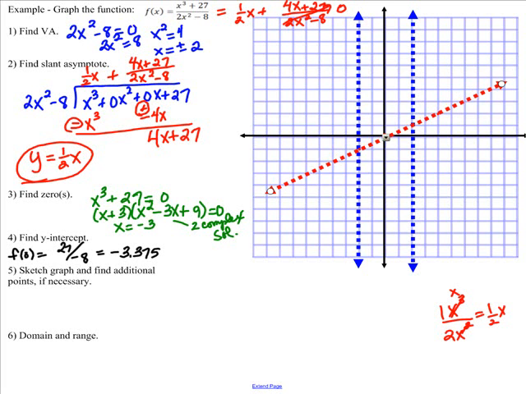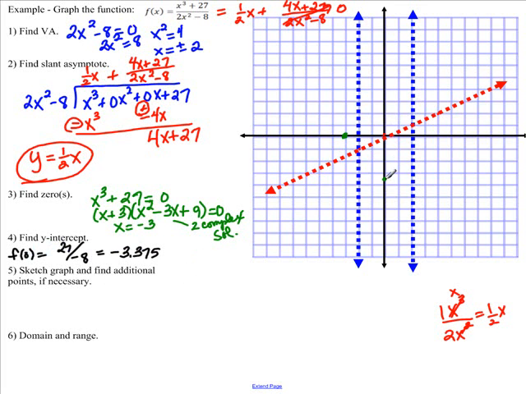Slide that down there just a bit. I think that's pretty good. Okay. So now what we want to do is plot our zero, which we know is at negative 3. And our y-intercept, f of 0, is at negative 3.375, which is somewhere right there.